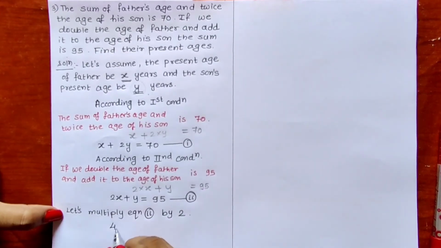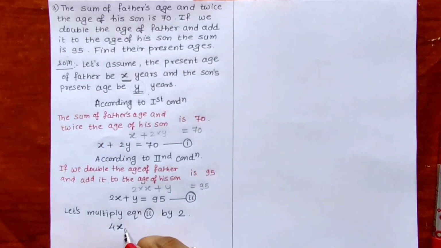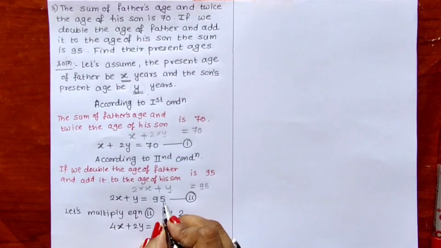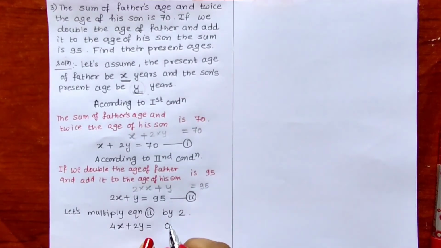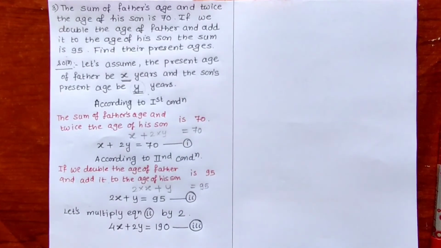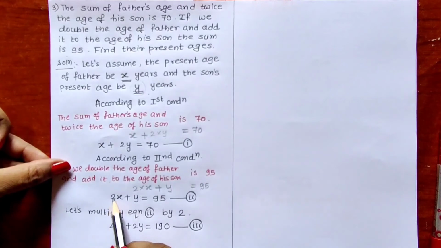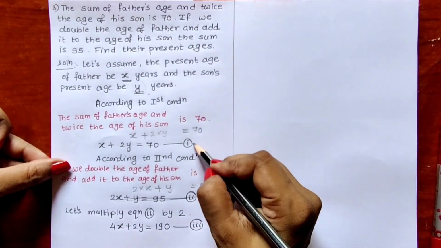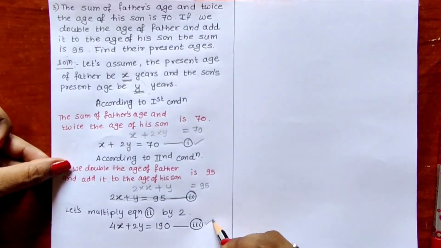2 2s are 4, 4x plus 2 into y is 2y is equal to 2 into 95. 2 5s are 10, 1 carrying, 2 9s are 18, 18 plus 1 is 19. So this will be equation number 3. This equation 3 we have got from equation 2. So we should not consider equation 2 for elimination. For elimination we will be considering equation 1 and 3.